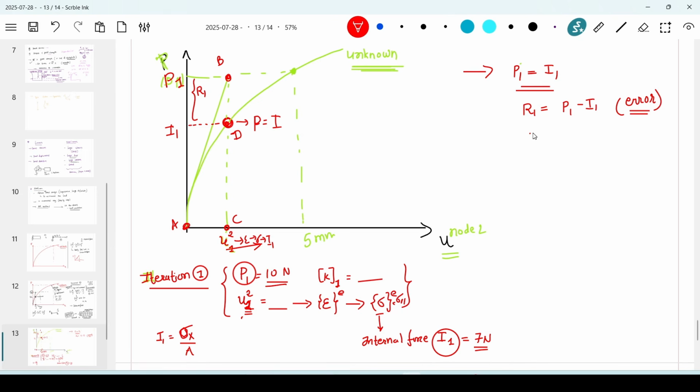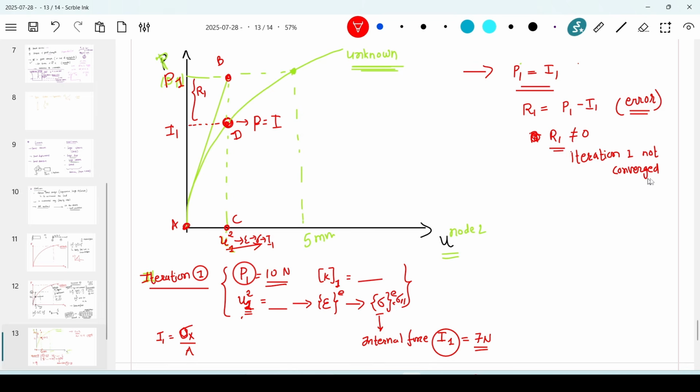When we say R1 is not equal to 0. For now let's say 0. It should be 0, right? P1 is equal to I1. Equilibrium means P1 should be equal to I1. So when we take the difference, we get some error. That is not 0. That means we say iteration 1 is not converged, because you have got some error.